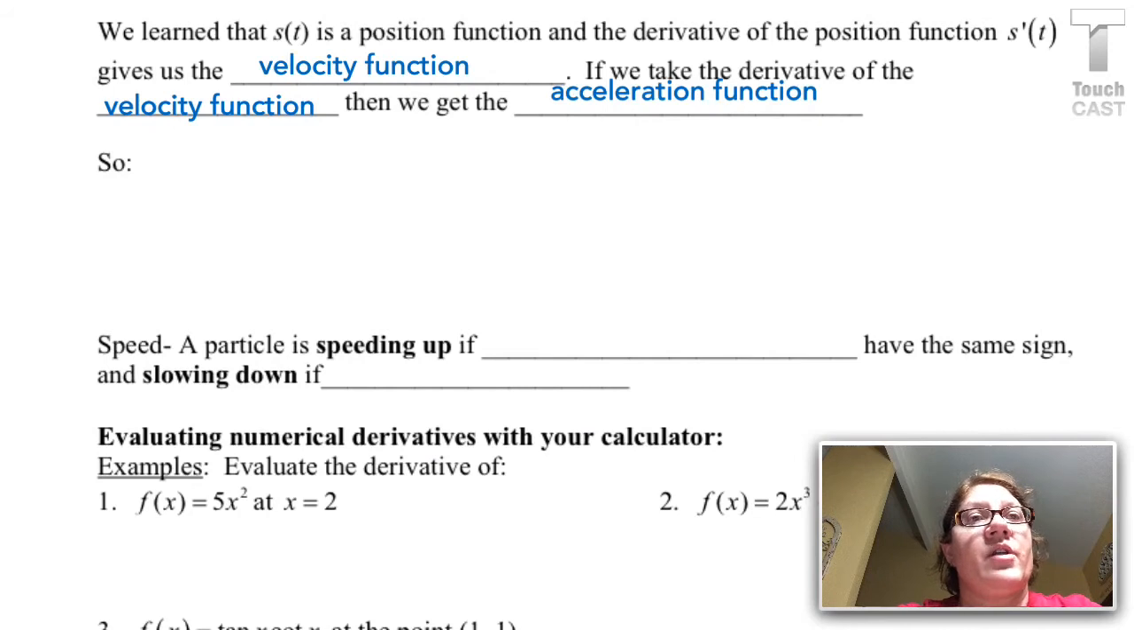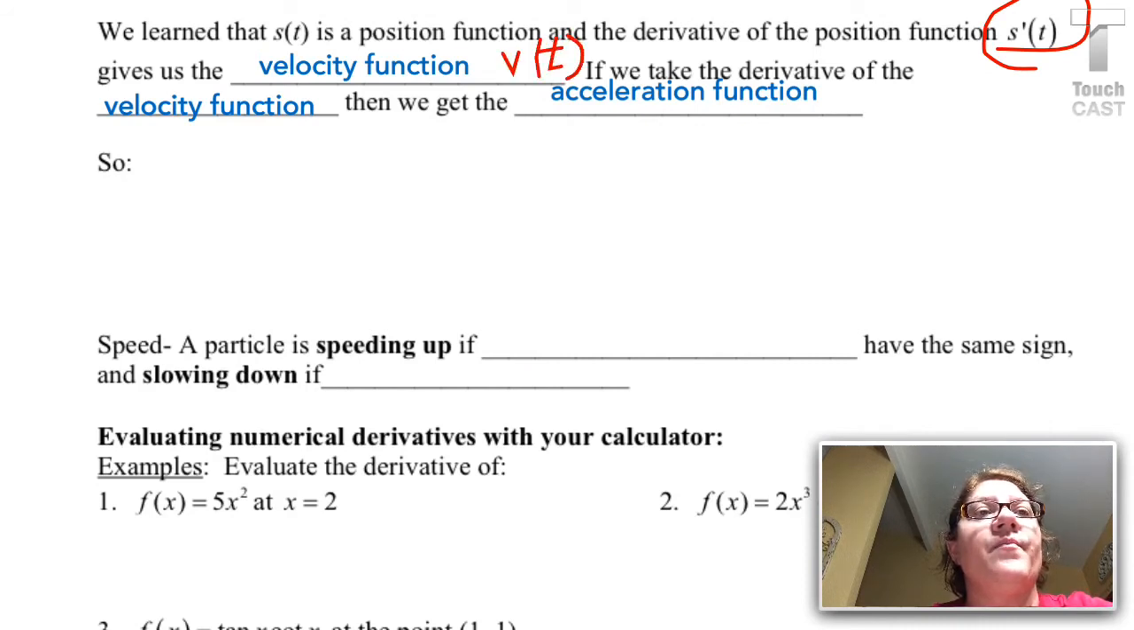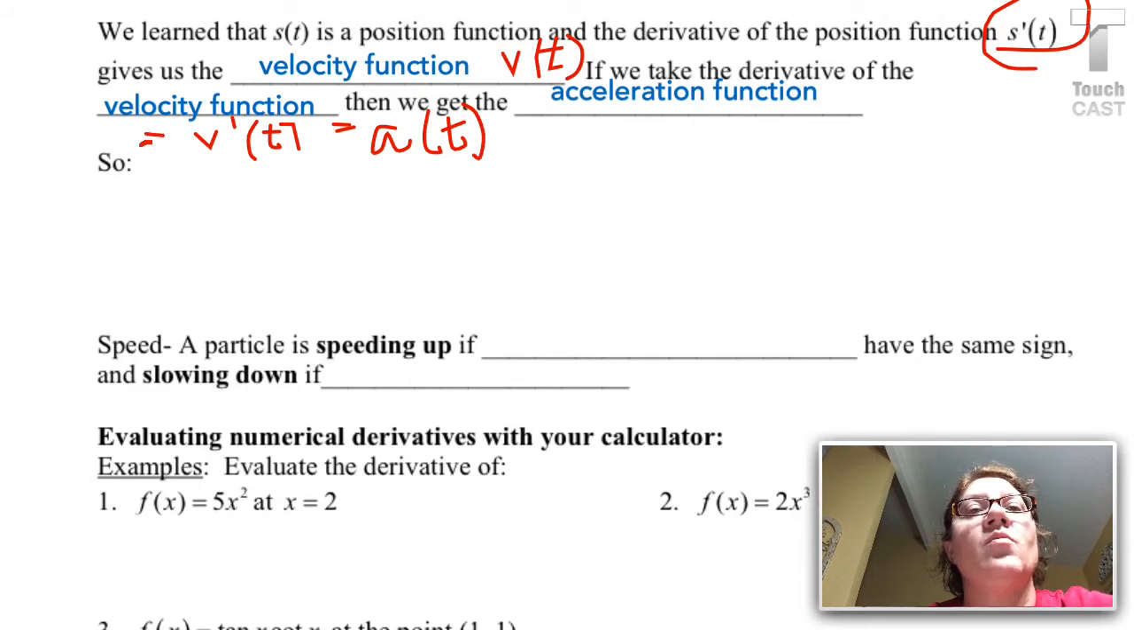In the previous section we were talking about how s of t is a position function, and if we take the first derivative of position, s prime of t, then we get the velocity, which is v of t. And if we take the derivative of velocity, v prime, we get acceleration, which means acceleration is really the second derivative of position.